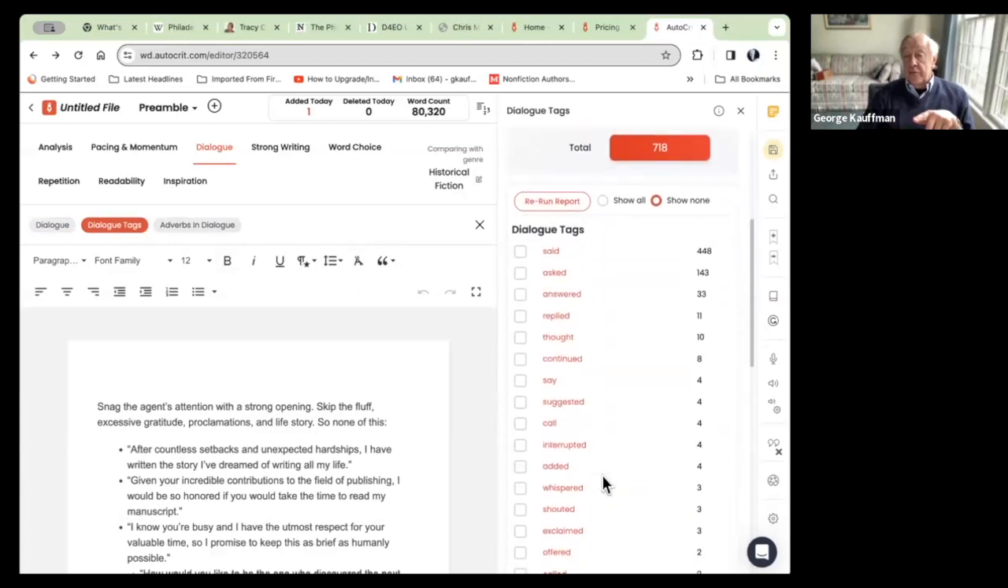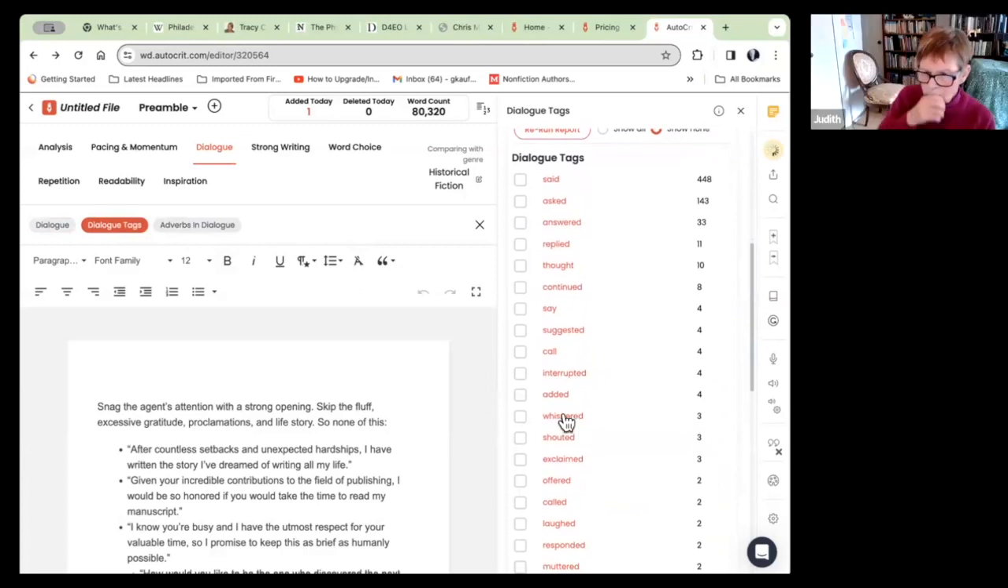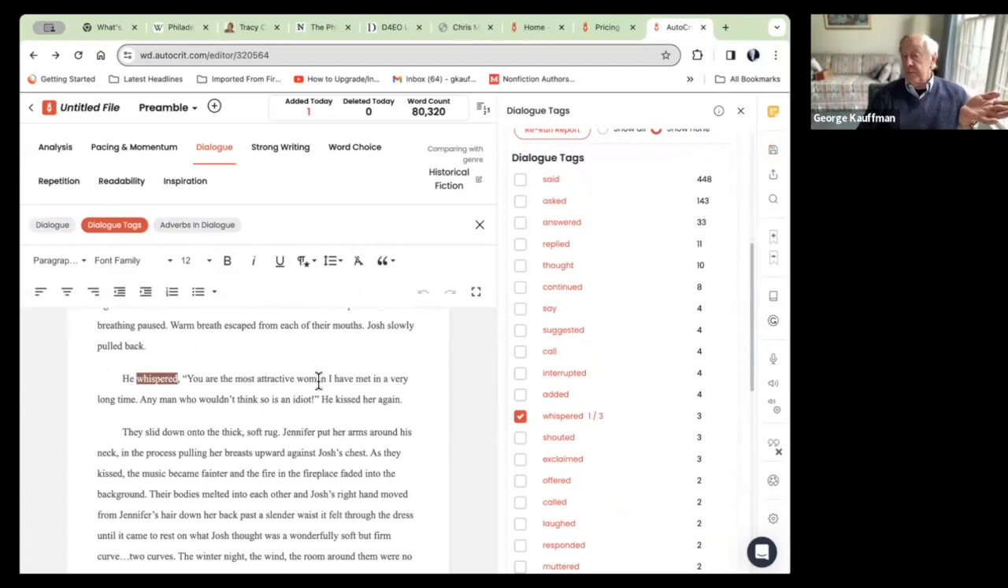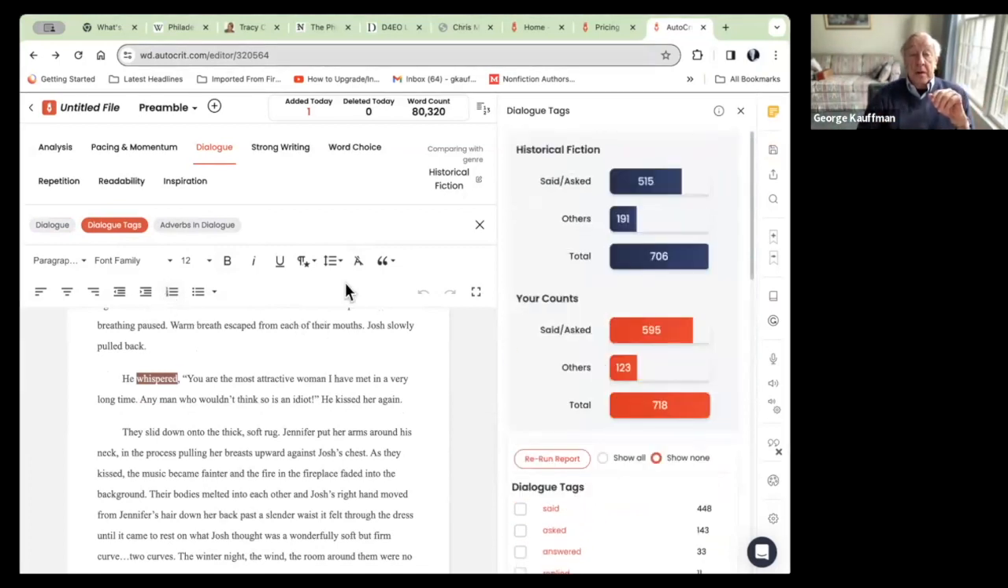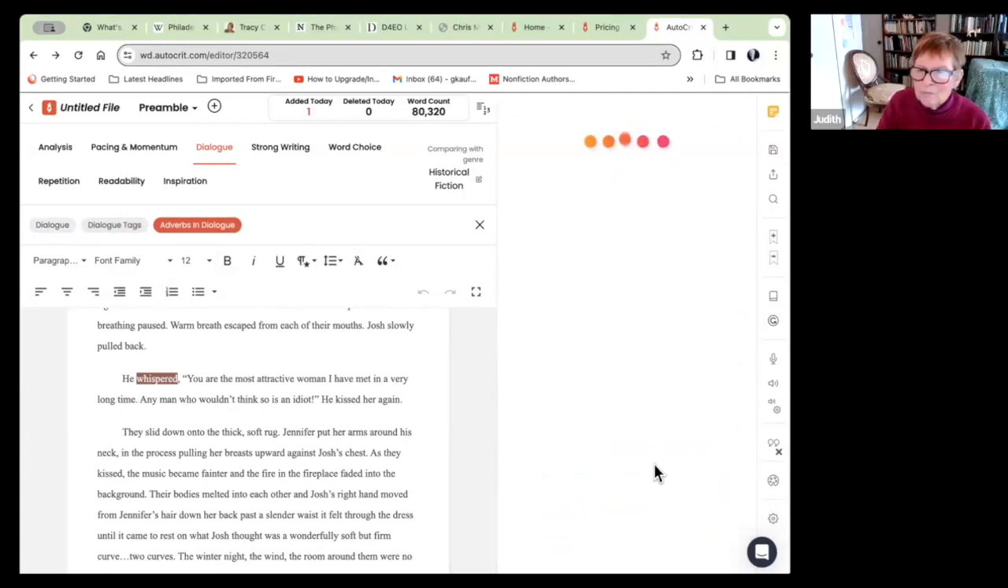And there were 448 sets. Oh, this is so useful. I click on Whispered, and it takes me to Whispered. And then I can edit that. And once I'm done, I can export this all out once I'm done editing. So adverbs in dialogue, which is some of what we were talking about today, really, and so forth.